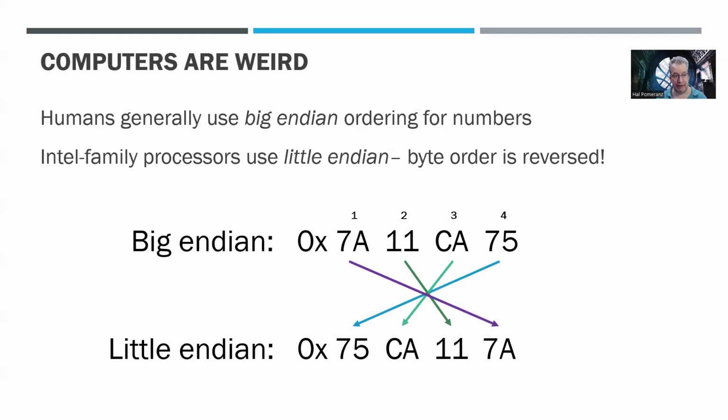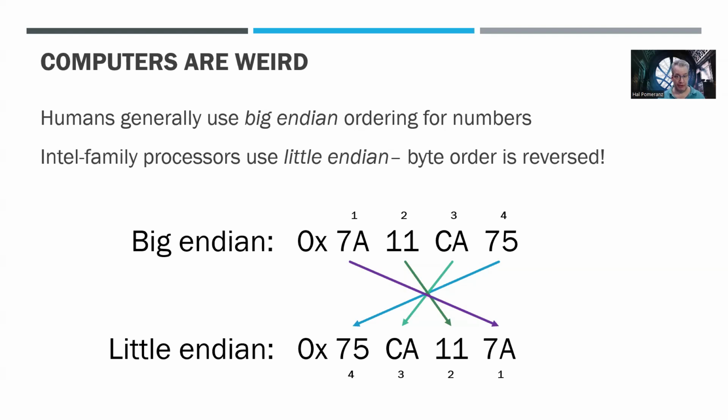It may help you to think about it this way. If the bytes are numbered 1, 2, 3, 4 in big endian notation, in little endian notation, the byte order is 4, 3, 2, 1. Yikes.